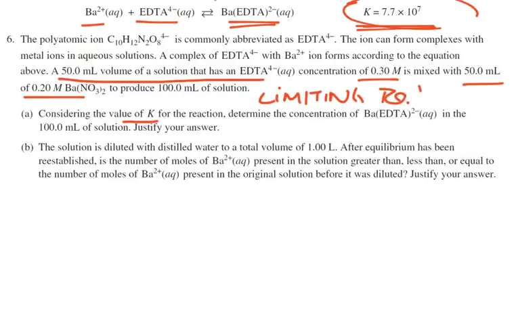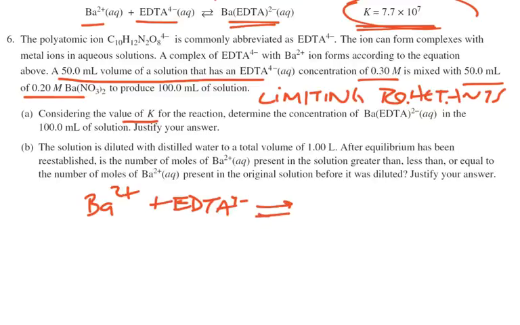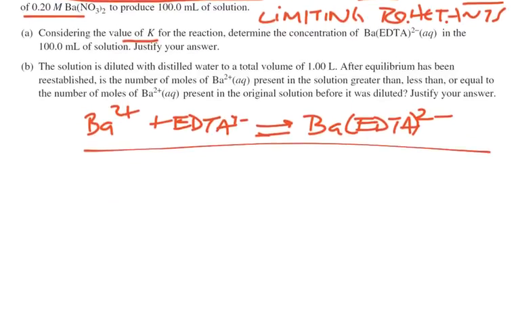Now for limiting reactant problems, we find out how much of each of the reactants we have, and then figure out who's going to run out first. So personally, I would do this as an ICE box problem because it helps me kind of organize my information. Barium EDTA, and that'll be 2-. So 2+ and a 4- gives us a 2-. And so what do I know here?